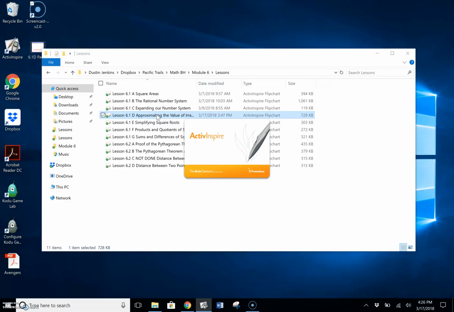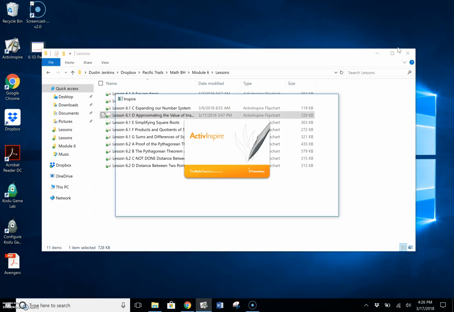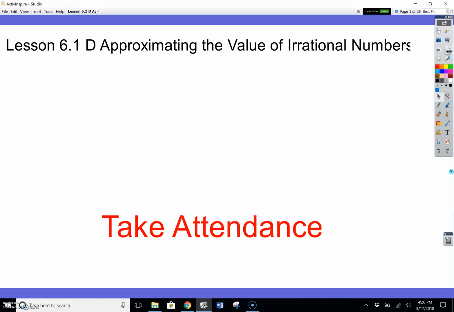Alright guys, let's go ahead and bring up the slide and then figure out where we're at. So hopefully you guys were able to finish that slide. And so let's go ahead and see what it looks like here.